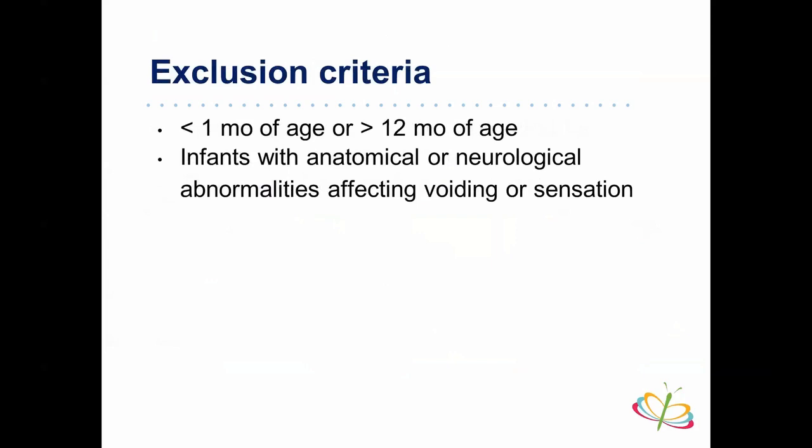They excluded the ones less than 1 month of age because of the risk of serious bacterial infections. And they also excluded infants with anatomical and neurologic abnormalities affecting voiding or sensations, like, for example, a baby with spina bifida. Also, they excluded a baby that had numbing cream placed in the suprapubic area for suprapubic aspiration.